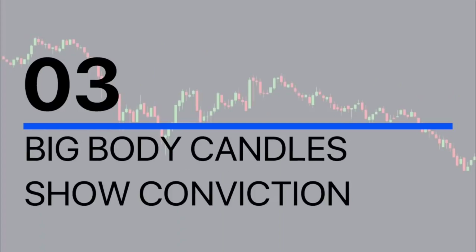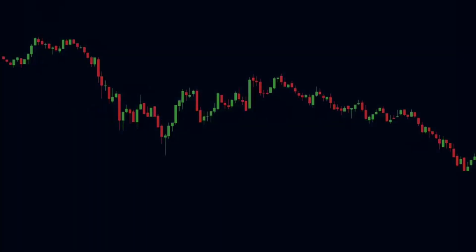Secret number 3. Big body candles show conviction. When it comes to candlesticks, a lot of traders focus a lot on the upper and lower wicks of candles. But the secret is that wicks are not as important as the body of the candle. Candles with big bodies convey a strong message.